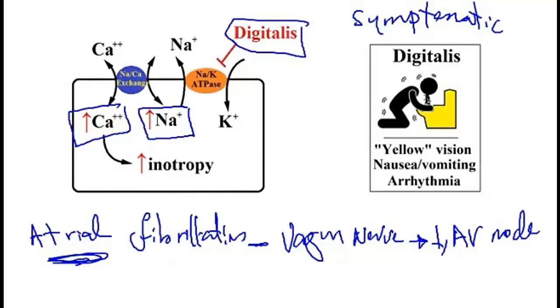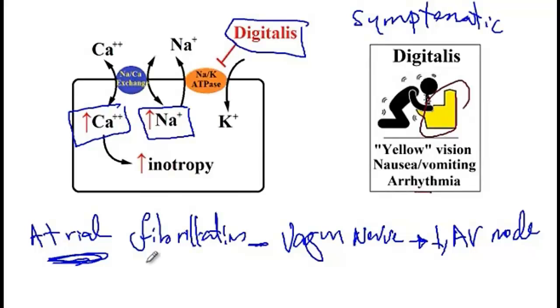There are also some serious side effects that are associated with digoxin, and you should be familiar with those. So all you have to do is memorize the image that I've provided here. You can see there's a yellow toilet, the patient is throwing up, and there is vibration all around it. The side effects of digoxin include yellow vision, nausea and vomiting, and arrhythmia. Yellow vision goes for the yellow toilet, nausea and vomiting for the patient throwing up, and arrhythmia for all the vibration around it.